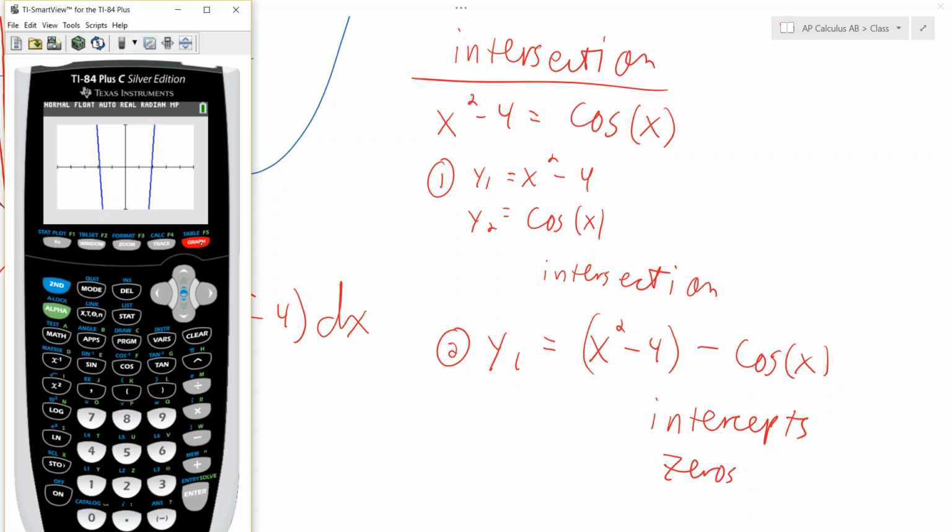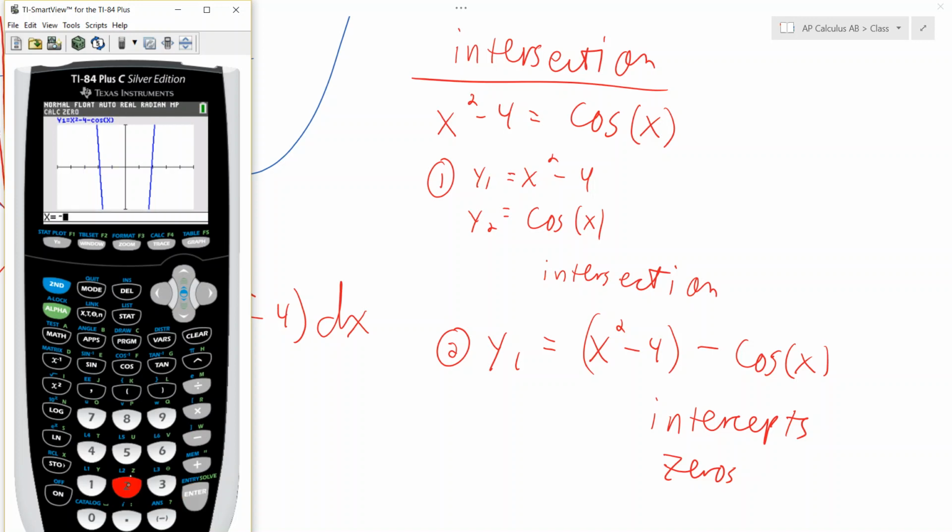Everybody with me? Okay, now we're looking for a zero. So we hit second trace, we want the zero, that's 2. And you can move your cursor, or you can say look between these values. It looks like it's around -2. So I'm going to say look between -3, enter, -1, enter.